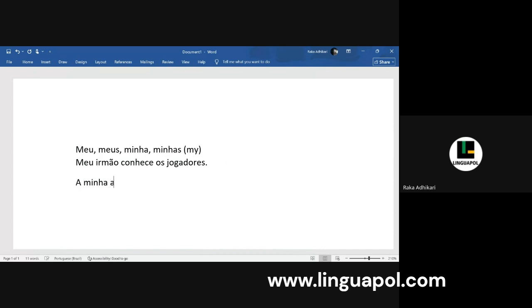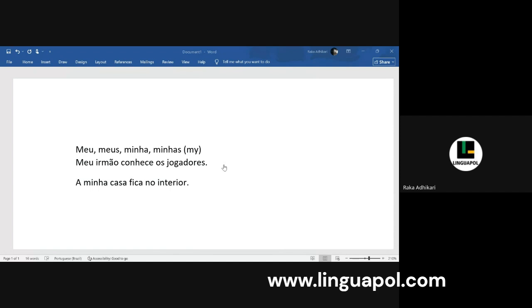A minha casa fica no interior. Here the word interior means interior, which means like the countryside. Okay, it can be a suburban area or the countryside. So what is the meaning of the sentence?